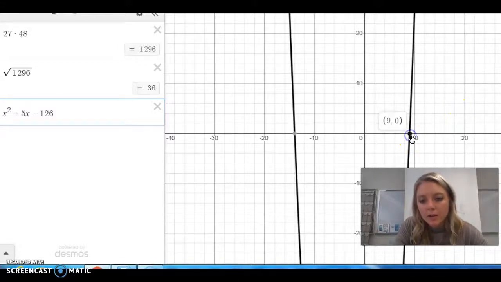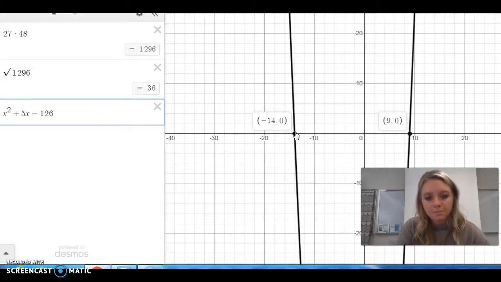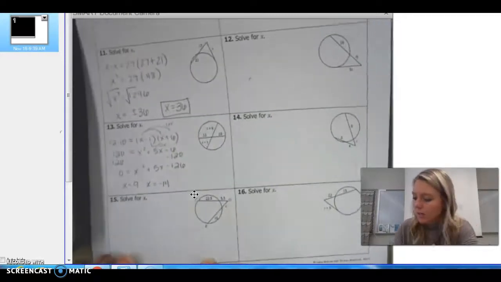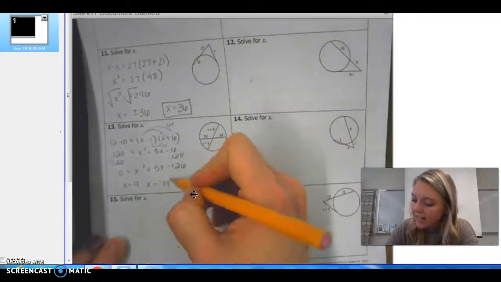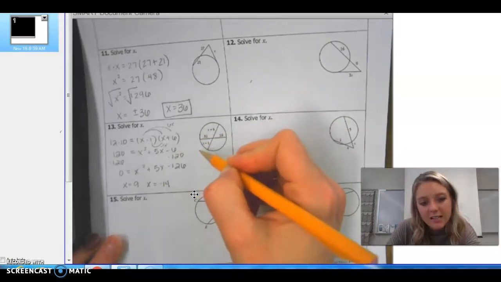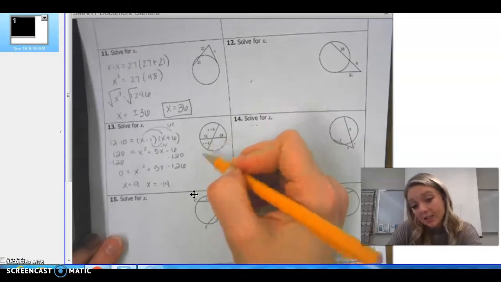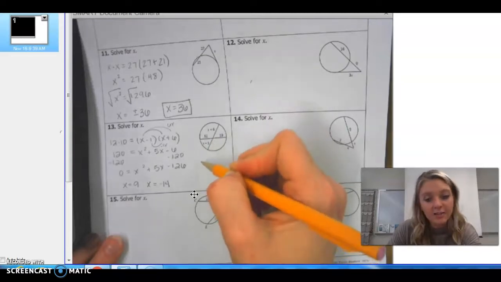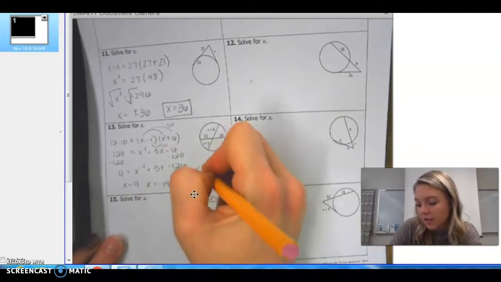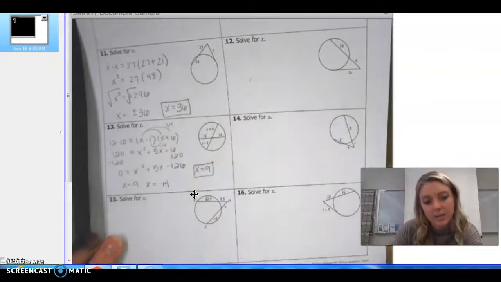My two zeros are at 9. So there's one solution for x. And my other possible solution is negative 14. If we take negative 14 and plug it in for either of those x's, I'm going to have a negative length, and you cannot have negative distance. So we're going to keep the positive answer, x equals 9.